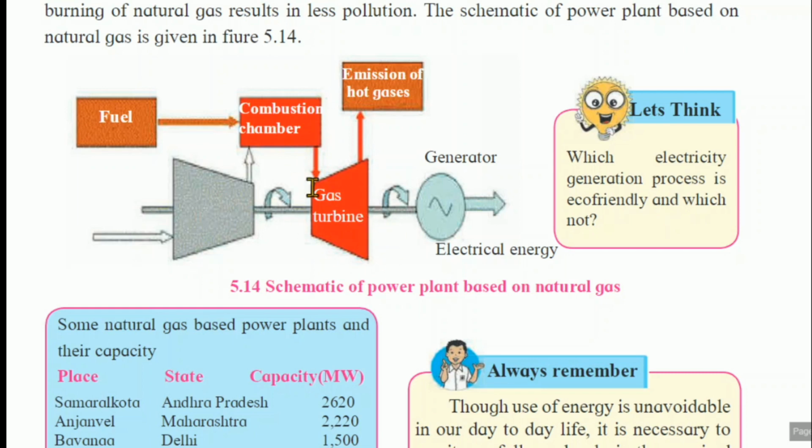That gas turbine, through which, now here there will be no water or boiler, because there is no need of a boiler, there is no need of a cooling tower also. Directly gas is formed and that gas we have to use for rotation of the turbine. After that, the generator starts and electric energy is formed.